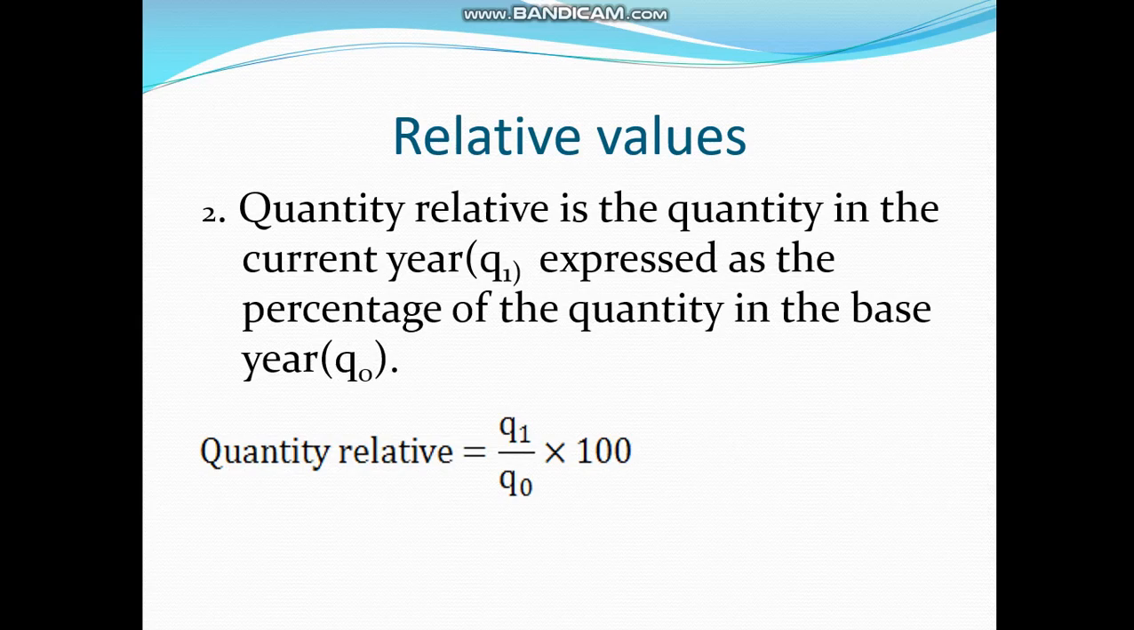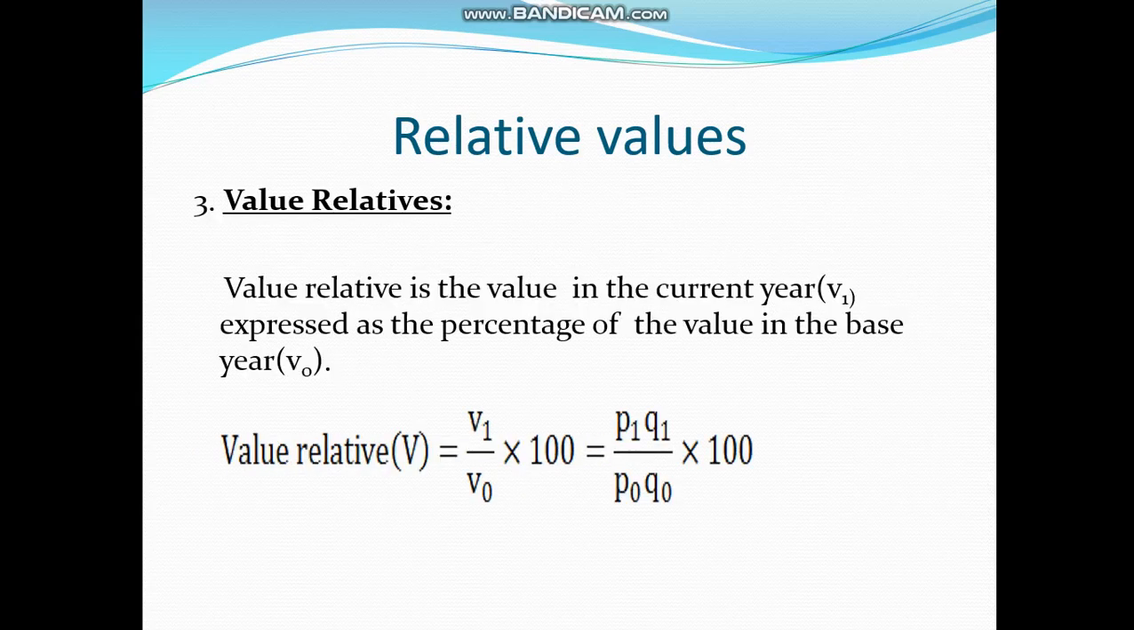Similarly, we have quantity relative. Quantity relative is quantity in the current year expressed as the percentage of the quantity in the base year. The formula is quantity relative Q is equal to small letter q1 by q0 into 100. Here q1 represents quantity in the current year, q0 represents quantity in the base year, and that is expressed as percentage.